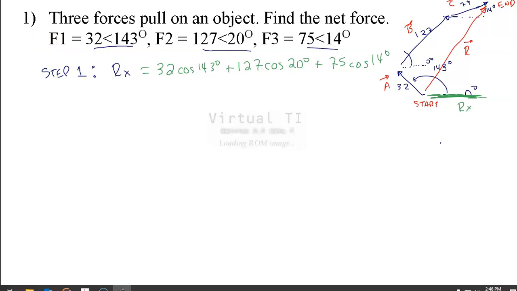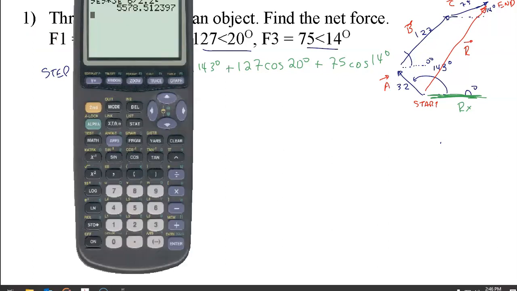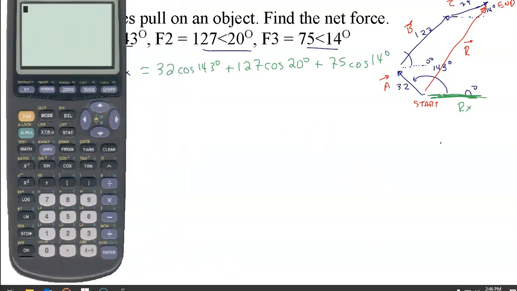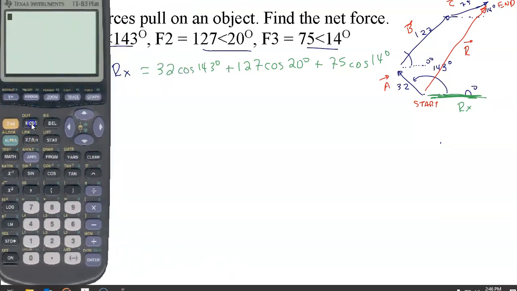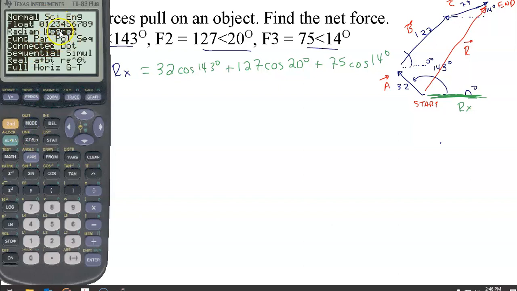I thought I had it up. And when you start pushing buttons, you make it look just like it says. Remember, you got to check the mode. Make sure that it's set to degrees. If not, use your arrow keys and go down, down, over, and hit enter and all that.